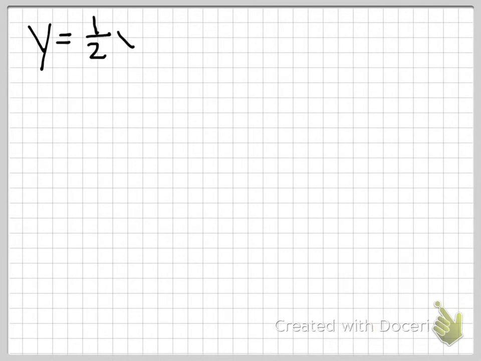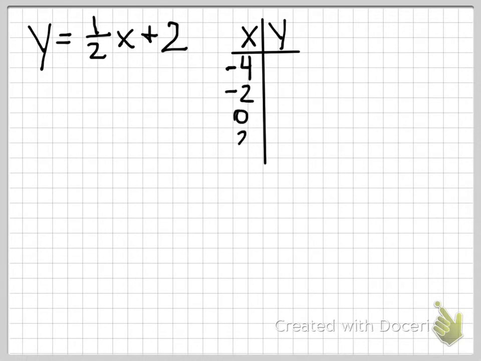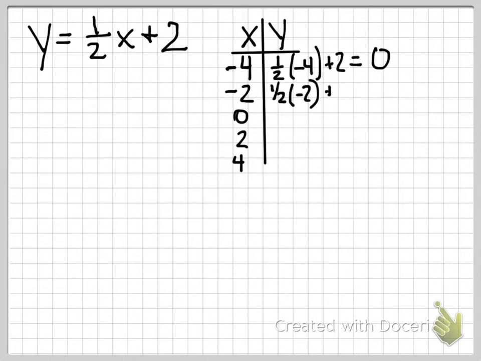So let's look at a different equation. y equals 1/2 x plus 2. Again, we're going to pick points. The reason that I've picked these numbers is that they're even. I'm going to have to take half of x, so it's easy to pick numbers that I can take half of, because I get a choice. I'm going to pick even numbers.